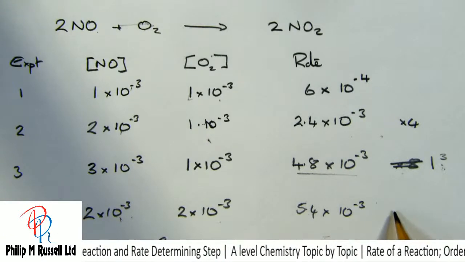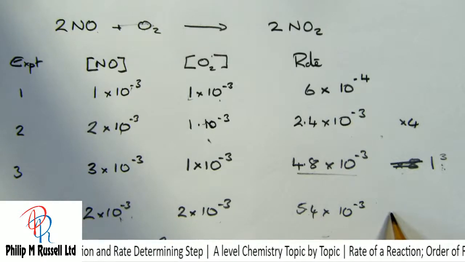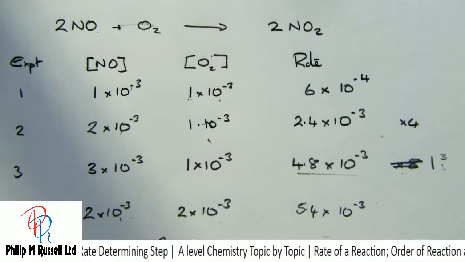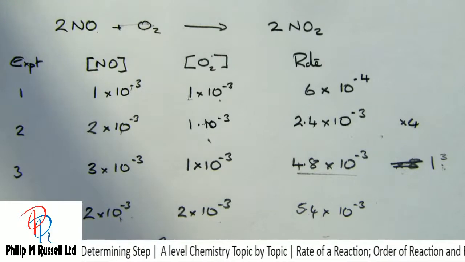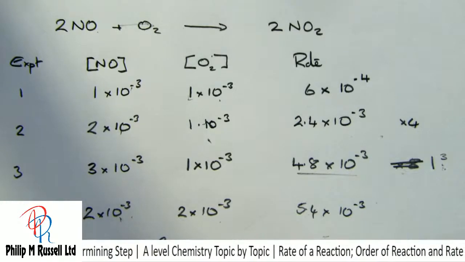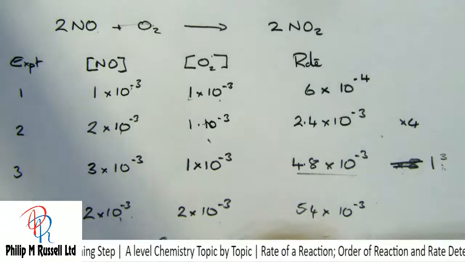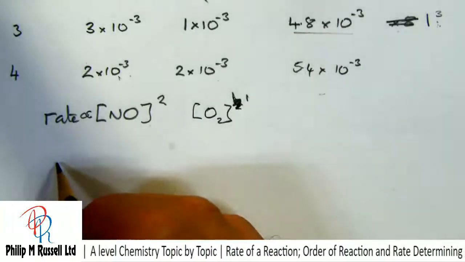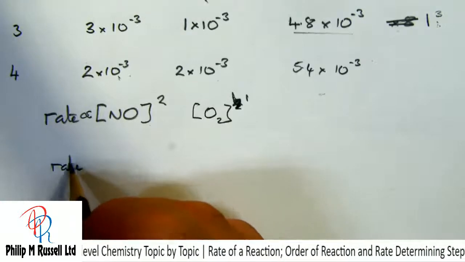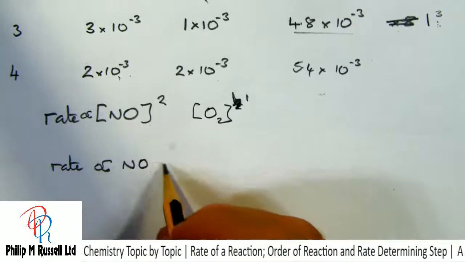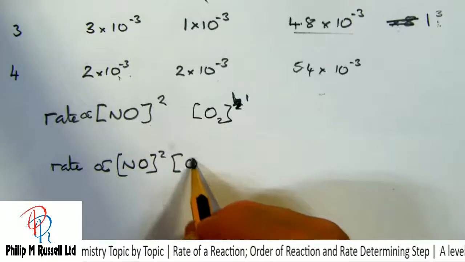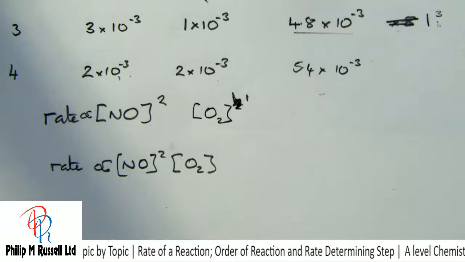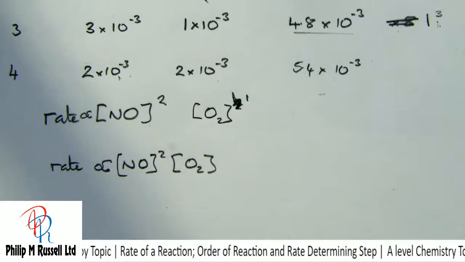So if I work out here, the rate triples on that one, so the rate is proportional to my oxygen squared. No, it's not squared, it's just to the 1. Right, okay, so my rate therefore could be proportional to my concentration of my NO squared and my oxygen. Perhaps I should have planned that one out rather than just trying to make up some numbers.